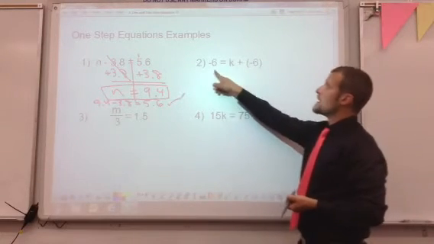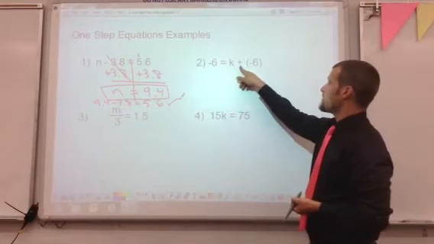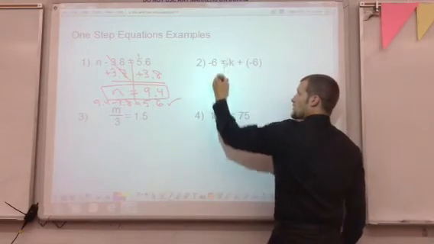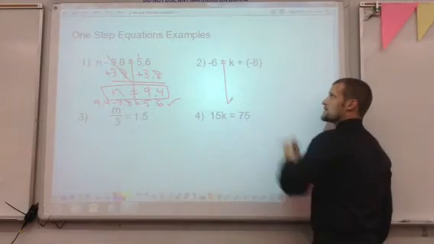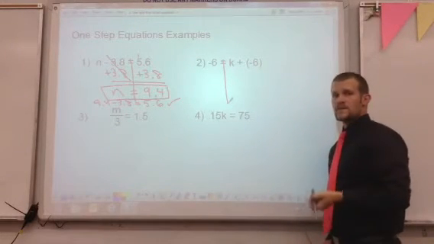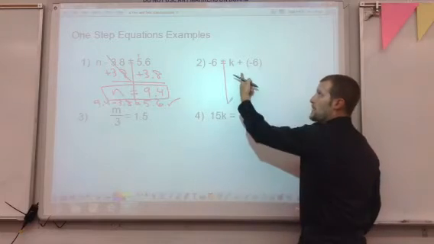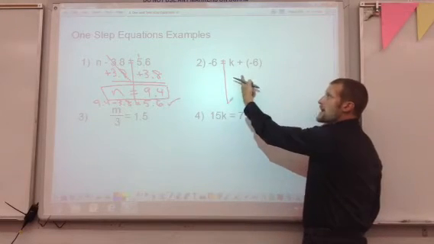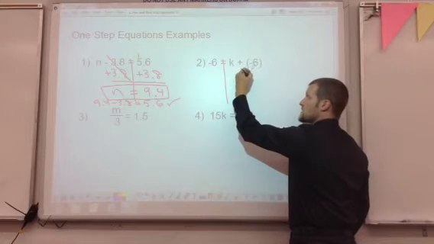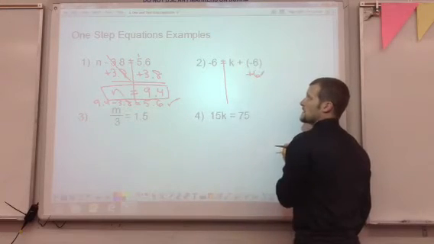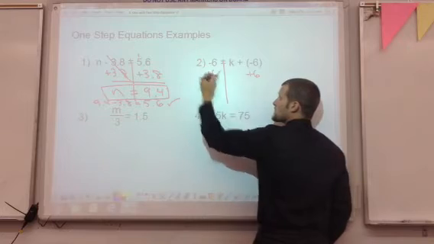Number 2. Negative 6 equals k plus negative 6. Again, I'll draw this line. What's the opposite of plus negative 6? Well, often students get confused and want to say it's minus negative 6. Minus negative 6 is confusing. So I would rather say the opposite of negative 6 is just plus 6. Do the same thing to both sides.